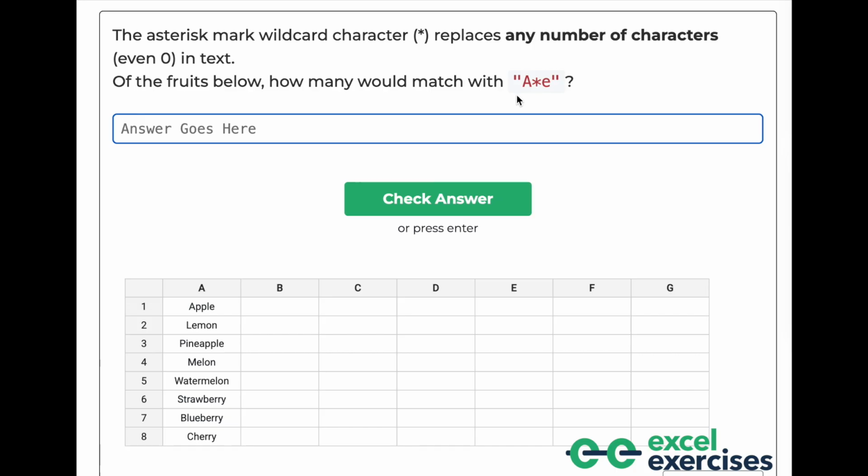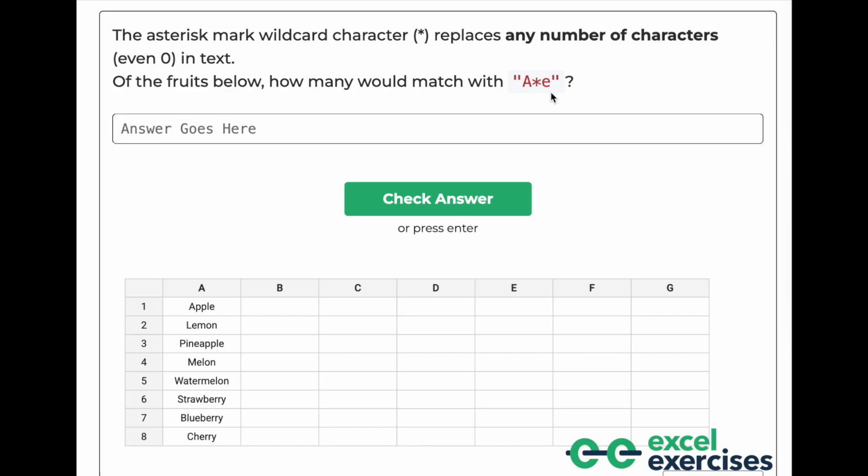Okay, now the other wildcard that you need to know is this asterisk. The asterisk replaces any number of characters, including zero. So any text that starts with A and ends with E would match this pattern, because this asterisk could be nothing, it could be a whole bunch of letters, it could be whatever you can imagine. As long as the text starts with A and ends with E, it matches this pattern. So how many match this pattern?